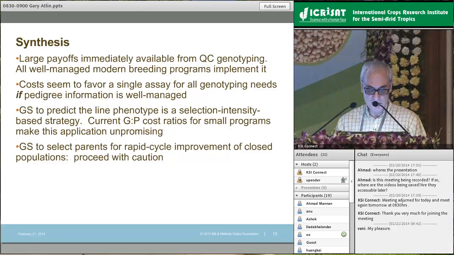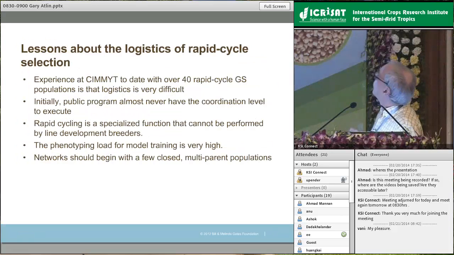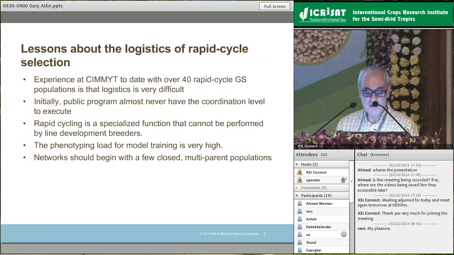For genomic selection to select parents for rapid cycle improvement of closed populations, I would say we need to continue working on this, but to proceed with caution because of the expense and phenotyping load that this can impose on a program. Just another word about those logistics. Experience at CIMMYT to date with over 40 rapid cycle genomic selection populations indicates that this is quite difficult to integrate into a breeding program.